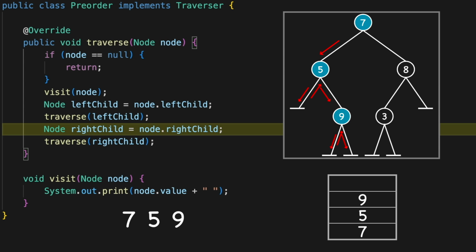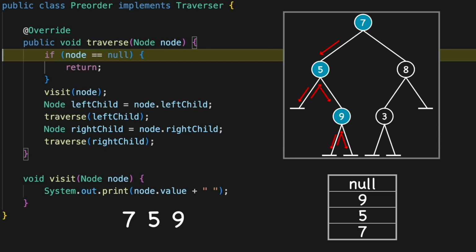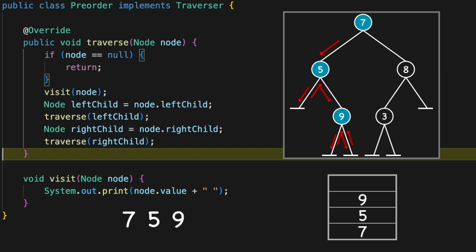We then get a reference to its right child, which is also null, and call traverse on that. Again, calling traverse on null takes us back to the 9 node. At this point, we're done executing traverse on the 9 node, so we implicitly return back to the 5 node. We are also done executing traverse on the 5 node, so we return back to the 7 node.